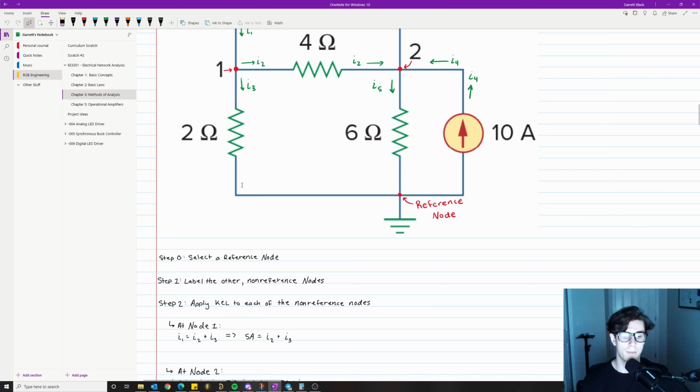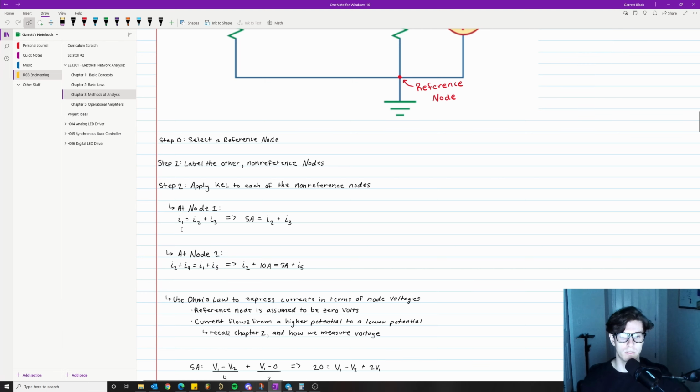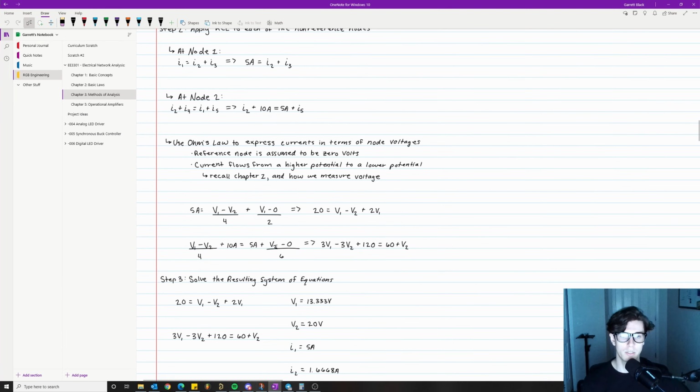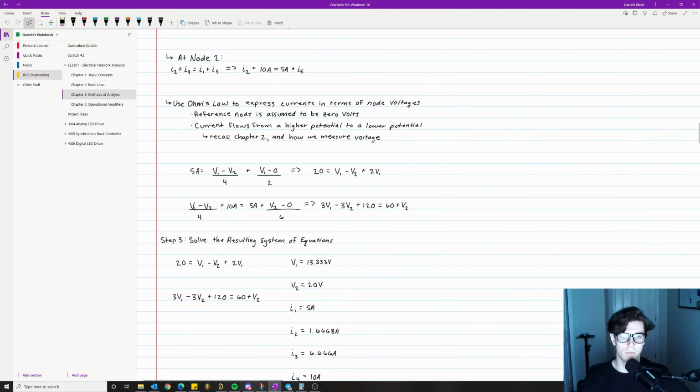And just to be clear, I'm calling it node 2, and then V2, which is just the voltage at node 2. Okay, so hopefully that was clear why we have it labeled as V2, but V2 is the voltage at node 2. So we have V2 minus 0 over 6. Boom, we get our second equation right here, right? Simplified, so 60 plus V2. Right? So step 3, solve the resulting system of equations.